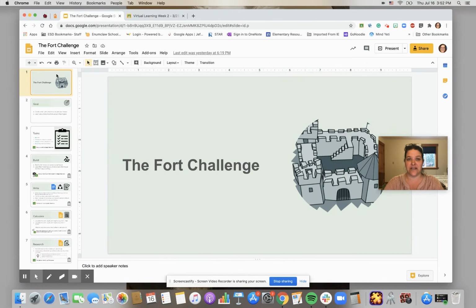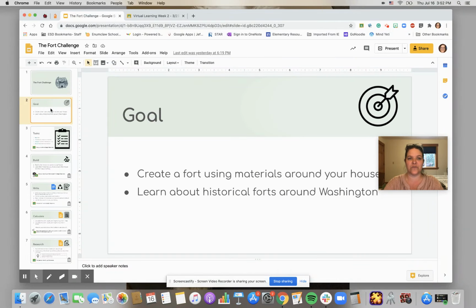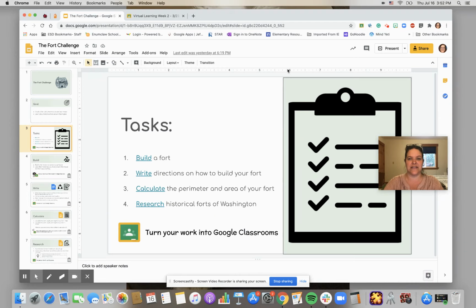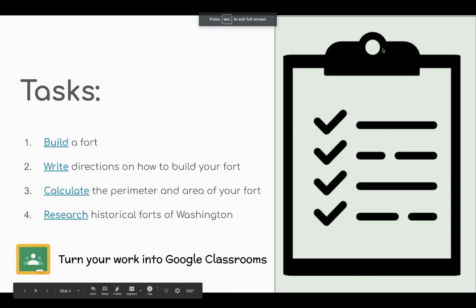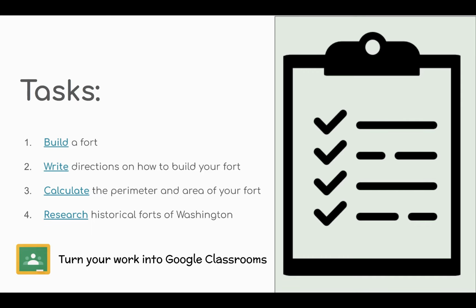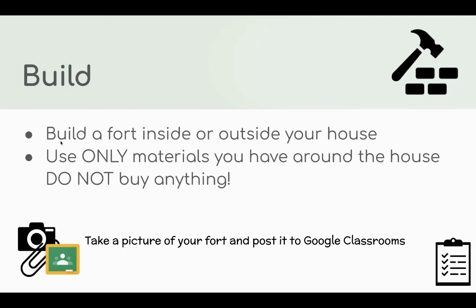I'm choosing to use Google Slides. You could easily do this in PowerPoint as well. We're going to start at the very beginning with a title page. Next page is their goals. And then I like to create a task page or a to-do list, a list of the things that they need to get done in order to complete this challenge. There are 4 steps. They have to build a fort, write directions, calculate the perimeter, and research historical forts of Washington. You'll notice that each of these words are highlighted and linked. If they click on the keyword, it's going to take them to the directions for that task.